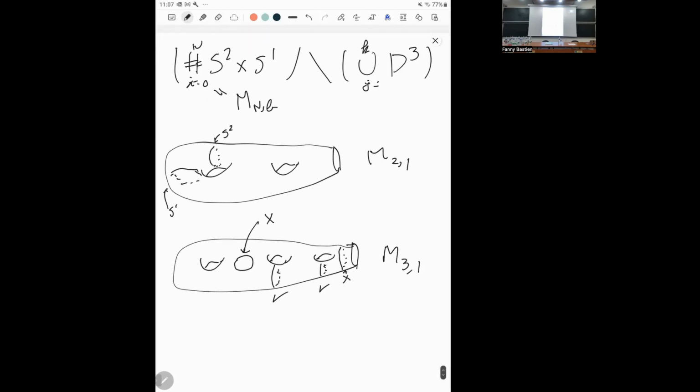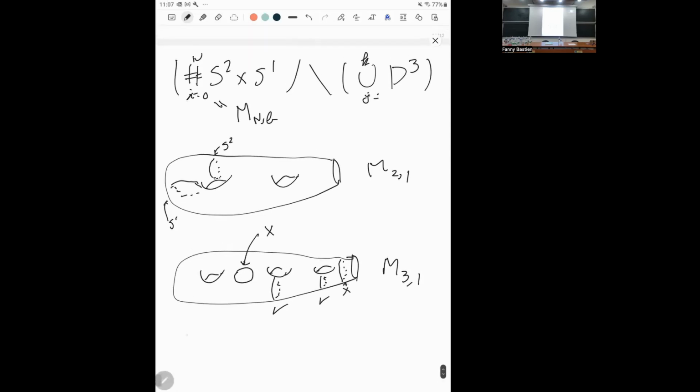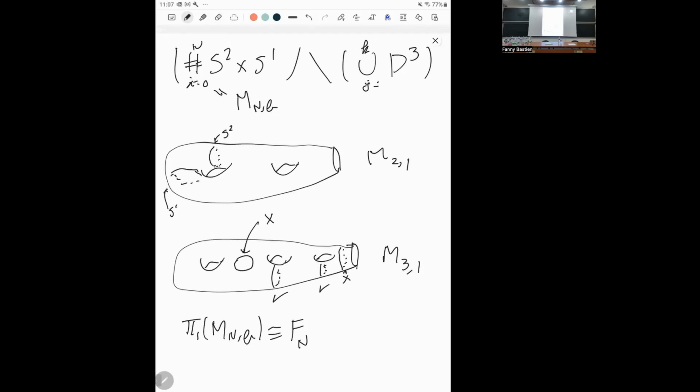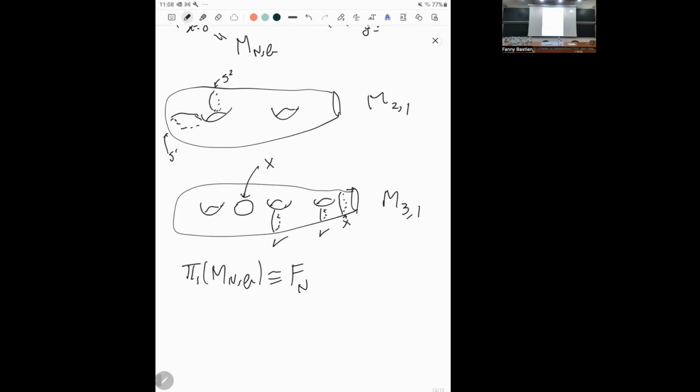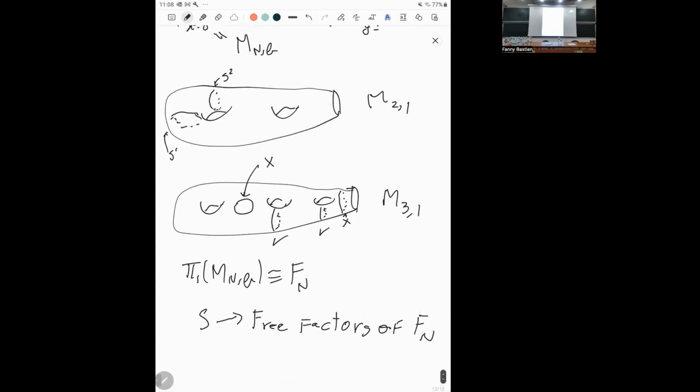But anyway, the thing I want to observe here is that the fundamental group of M and B is isomorphic to the free group Fn. I haven't told you what the simplicial complex is yet, but the idea is from these spheres that are okay, you get a map to the free factors of Fn. I won't say what it is in general, but in this picture here, you will send this example to the fundamental group of the space that you get by removing these spheres that have a check next to them.